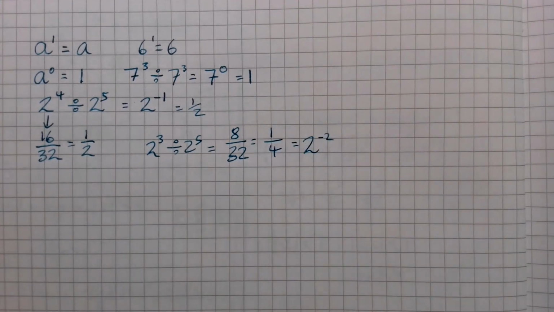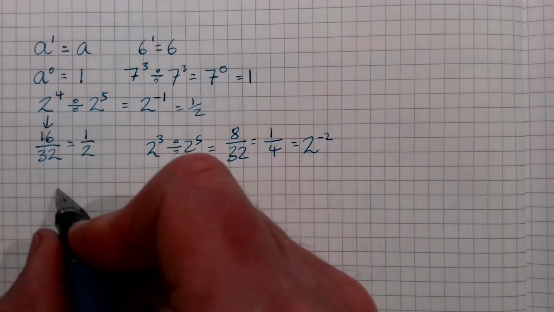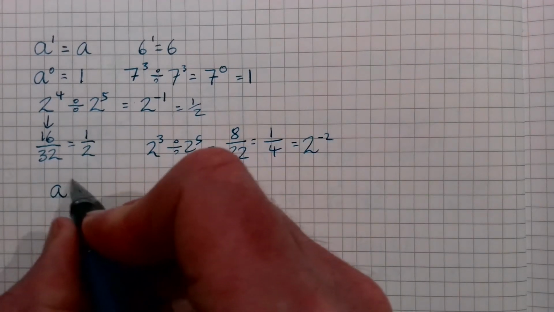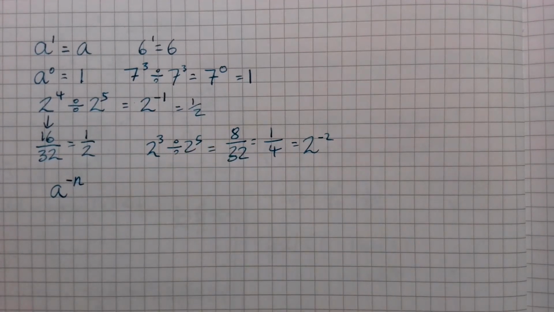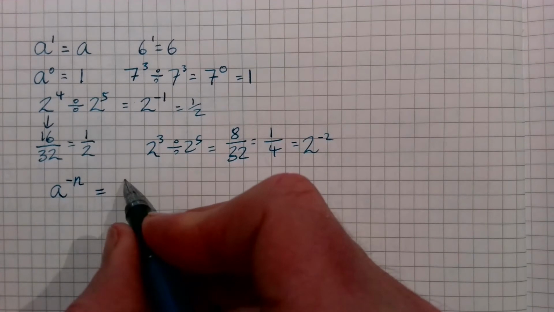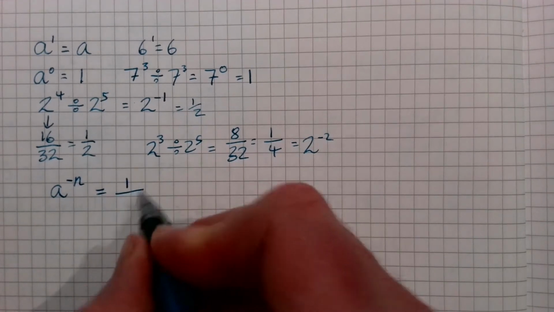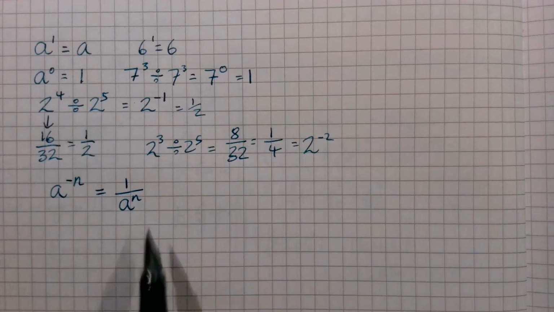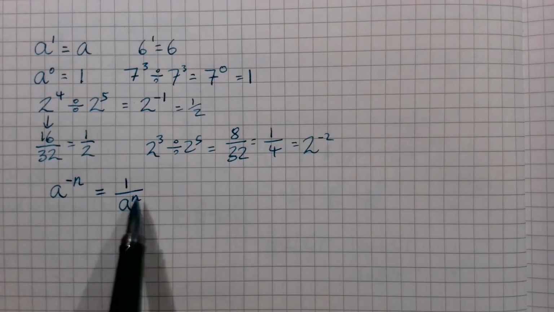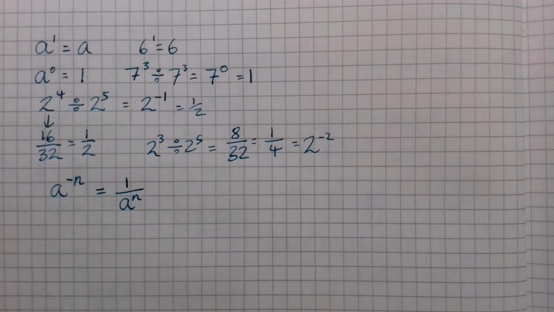And what that tells us is, if I've got a to the negative something, a to the negative n, that's always going to be the same as 1 divided by that number to the positive. So you just park it underneath 1 on a fraction and turn the power positive. And once you've done that, you can find out what the value of the whole thing is.